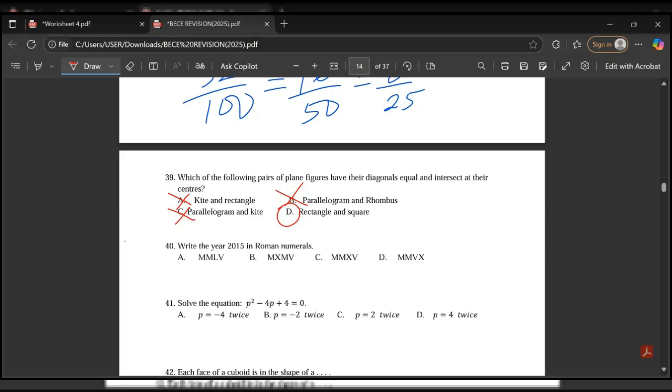All right. So we have 2015. 1000 is M. 2000 will then be 2 M's. 15, that is X and V is 15. XV. So the option is this one.